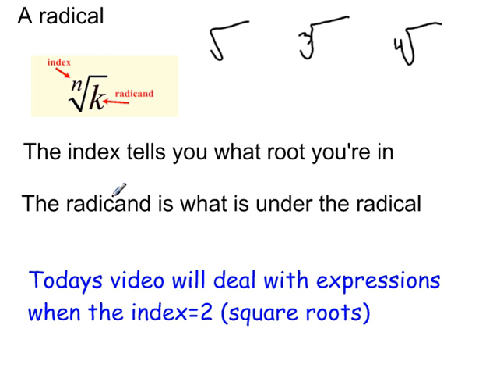The radicand is what is under the radical. So in this case, k is what's under the radical, or what we call the radicand. Today's video will deal with expressions when the index equals 2, or square roots. So when you're in index 2, they don't usually write a 2 and then the square root symbol. It's just the radical, and there's an invisible 2 there. So if there isn't an index, you just assume that you are in square root.